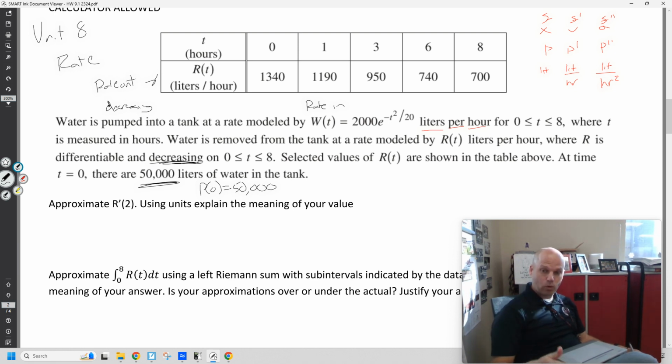When I asked you what is the rate of change of the rate at which things were changing, R prime would be the slope of R. At 2, the best thing I could do is use the slope between 1 and 3. Now, what are the top values? Liters per hour. What are the bottom values? Hours.